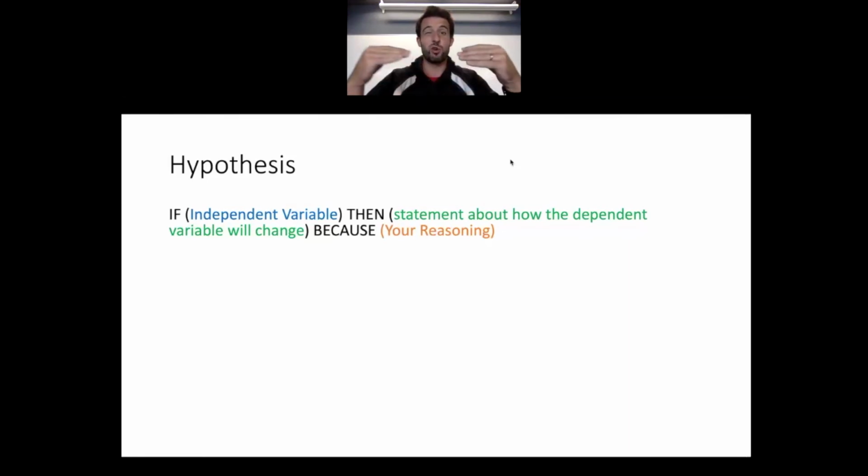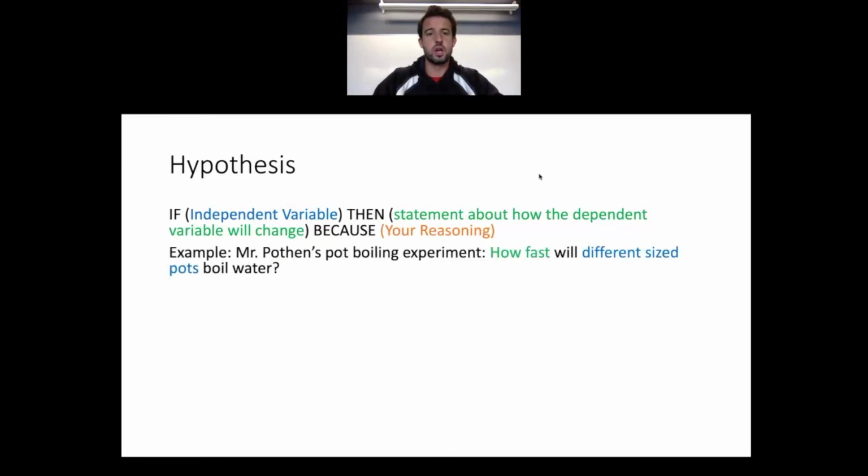This is kind of like a format. This is kind of like a formula. Now, that probably doesn't make any sense right now. So let's use one of the examples we just talked about. One of the examples we just talked about was the polythene pot boiling experiment. And the question was, how fast will different sized pots boil water? That was the question. So remember, the independent variable we said was the size of the pots, big, medium, or small. The dependent variable was the speed at which water boils.